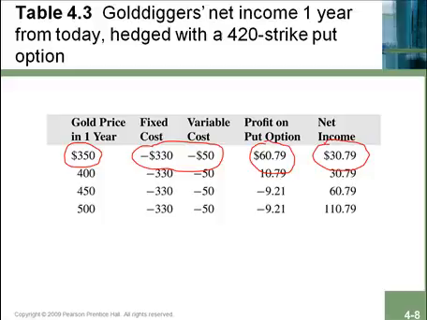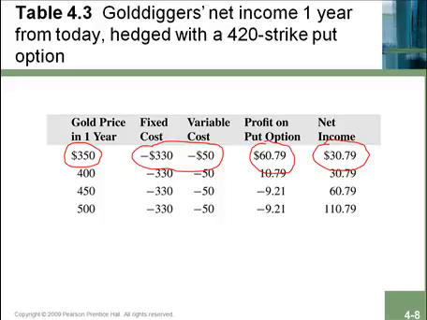Now actually, that's the worst case scenario. Anytime the gold price ends up anything below $420, the company's hedged net profit is going to be $30.79 in this case. Notice, of course, that's lower than you could have locked in with a forward contract. Remember, a forward would have assured us a net income of $40 per ounce.